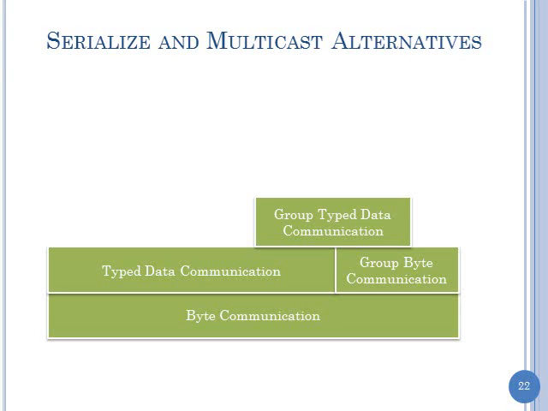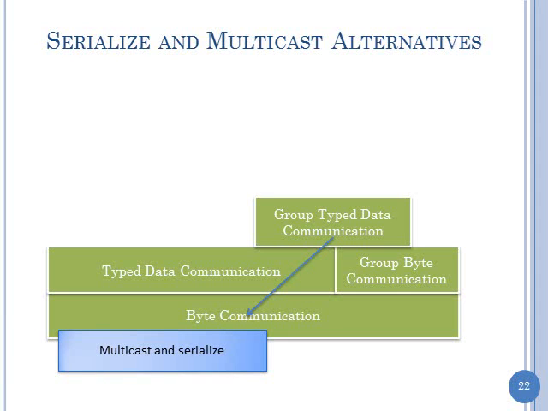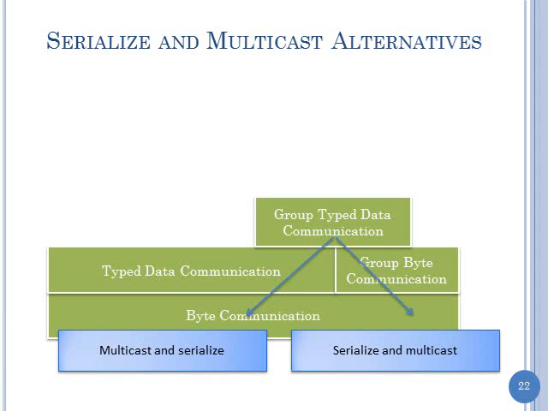So when a message goes from here to here, what paths can it take? You can either go group by group. So it can either multicast and then serialize, or serialize and then multicast. Right? So it can either go this way. Actually, this arrow should have gone through type data communication. It could have gone like this also.